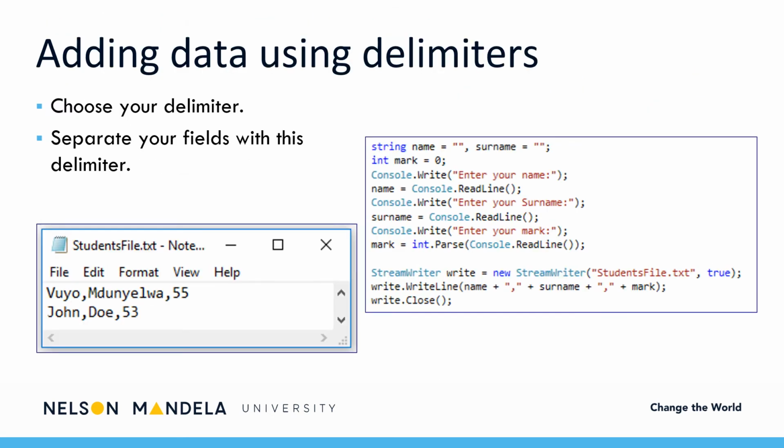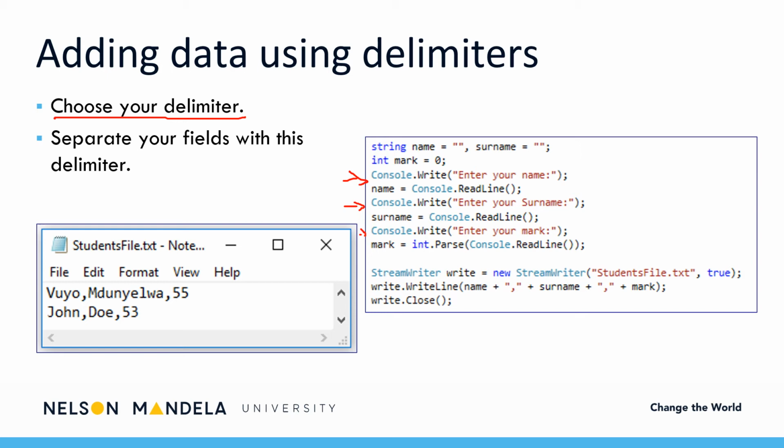So if we look at this example over here, you need to firstly choose your delimiter. You need to have a single delimiter that you want to use for a specific file. So let's first start this side. You need to enter a name, so you enter my name. You're required to enter my surname, you enter my surname, and then you're required to enter a mark. So this is a student file.